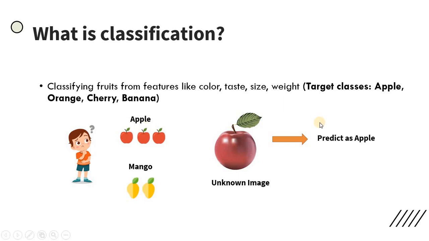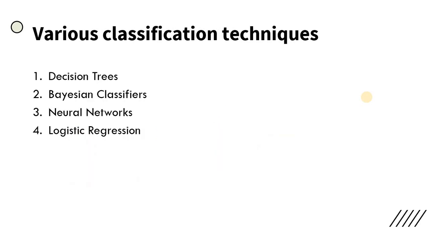And then, in the model testing, we are giving an unknown image to that model, and now the model, based on its previous training, is able to classify the product into its proper class. This is what classification is. Now, various classification techniques are the decision tree, Bayesian classifiers, neural network, and logistic regression. So these are the classification techniques. By using them, we can implement the classification model. That we will learn in our later session.